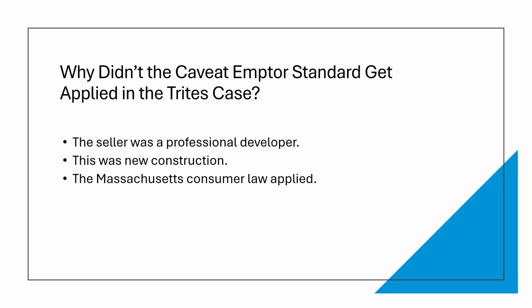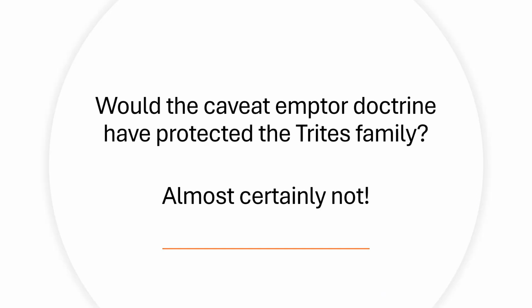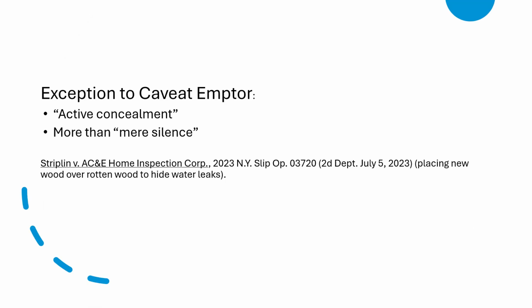Why didn't the caveat emptor standard get applied in the Trites case? The seller in that case was a professional developer. This was new construction, and for those reasons, the Massachusetts consumer law applied. Would the caveat emptor doctrine have protected the Trites family? Almost certainly not.